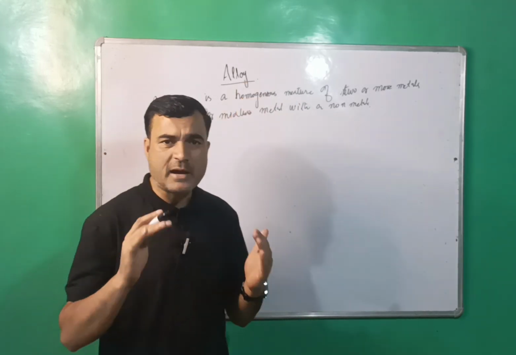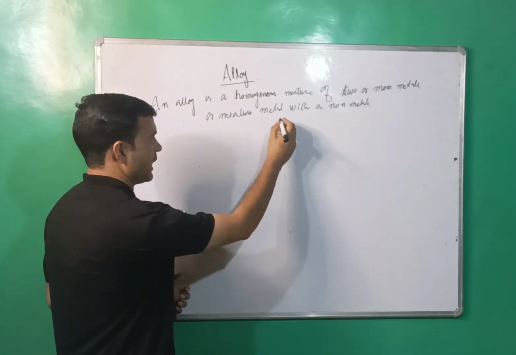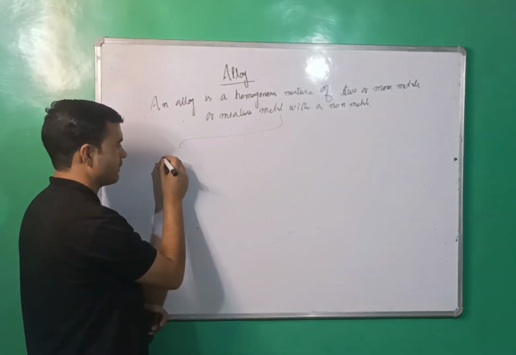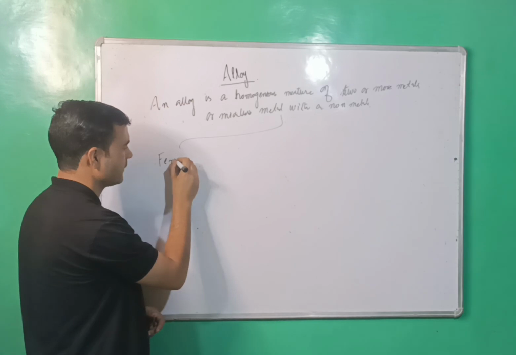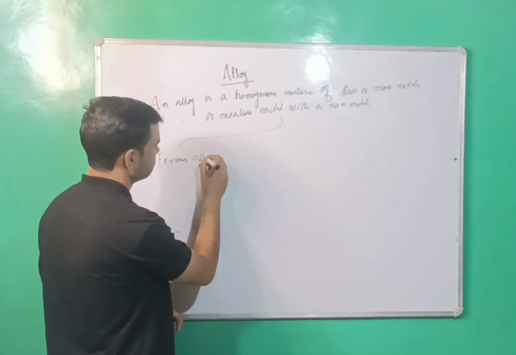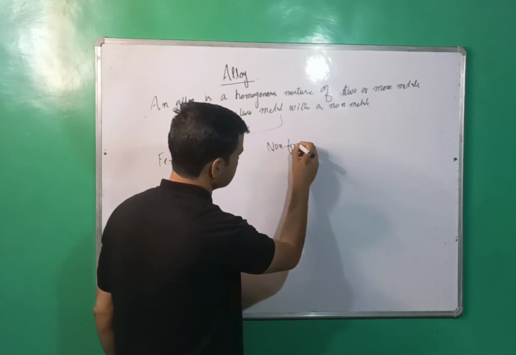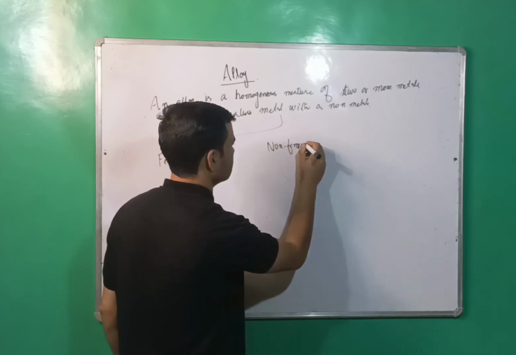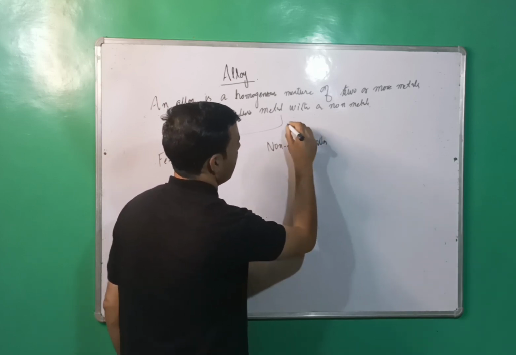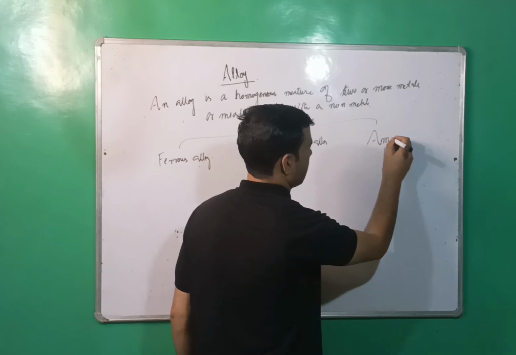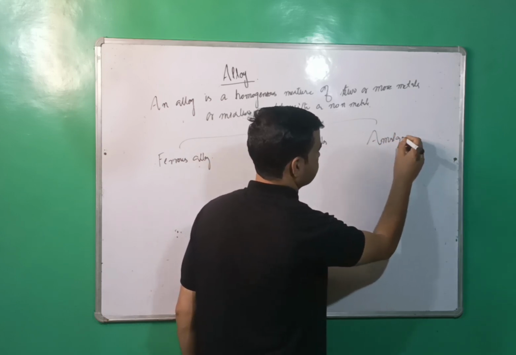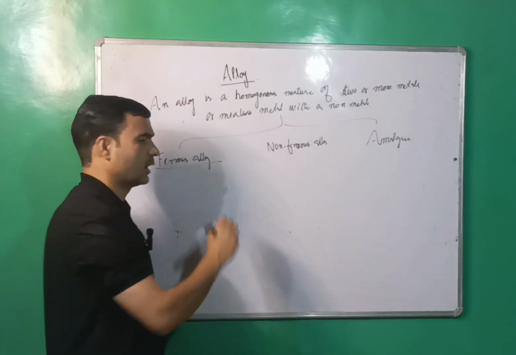This alloy can be best illustrated from its types. The alloys are of three main types. One is called the ferrous alloy. Another is called the non-ferrous alloy, and the third one is called the amalgam. Now, what is a ferrous alloy?